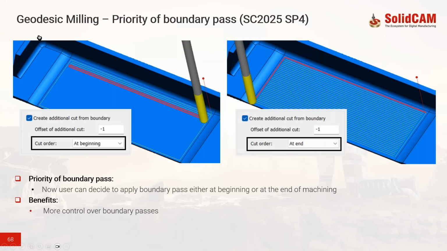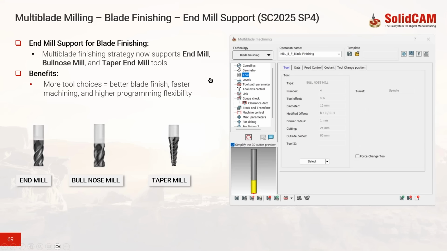Cut order, when you want to do geodesic milling, do you want to do this additional cut at the very beginning of the job or at the end when everything is finalized? We also have in the multi-blade now support for an end mill. So we were able to do the bullnose mill and taper mill, but for many years, I know that the end mill was one of the highest requested tools also to be supported. Why not in the multi-blade machining? Now you finally get it, it's there.